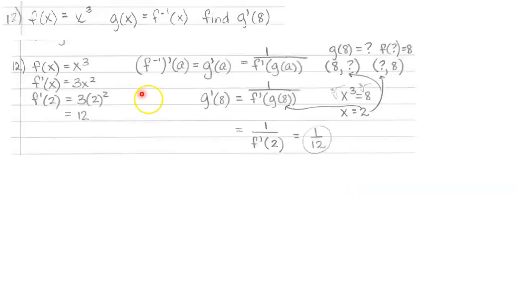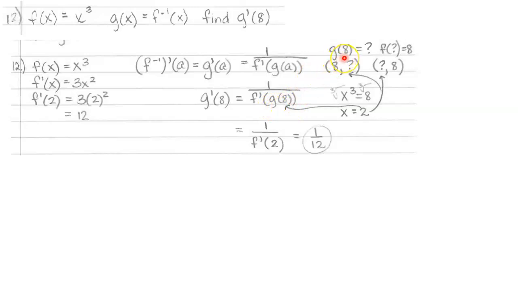All right, then for number 12, they ask us to find the derivative of the inverse at 8. They told us that f of x is equal to x cubed, and g of x is its inverse. So they want us to find the derivative of the inverse at 8. Here's our formula that we've been using for that. Let's put 8 in for a. So let's start on the inside. We need to know what g of 8 is.